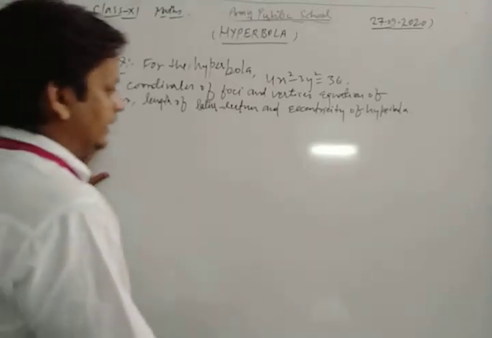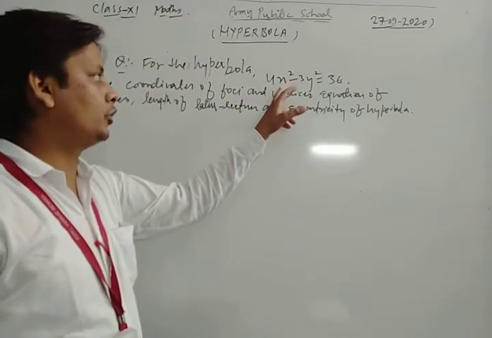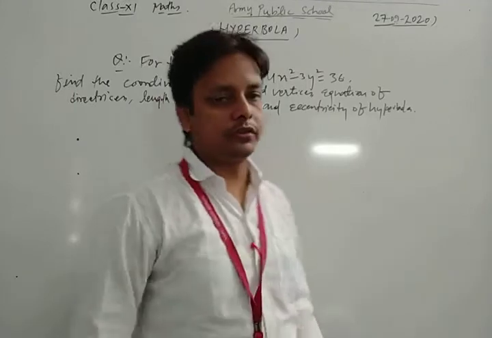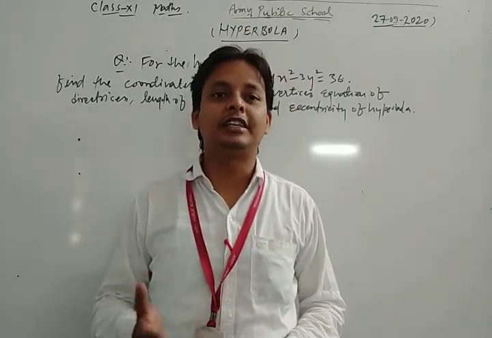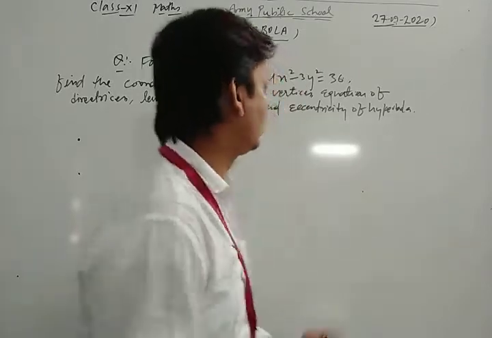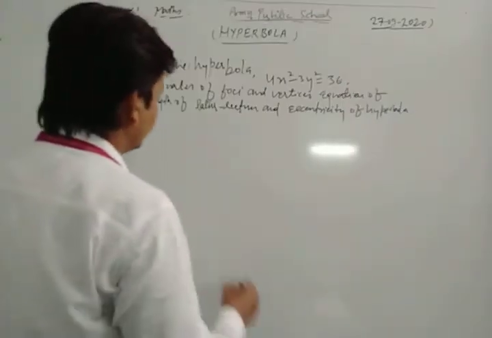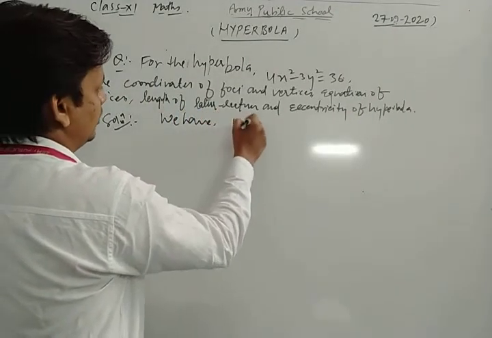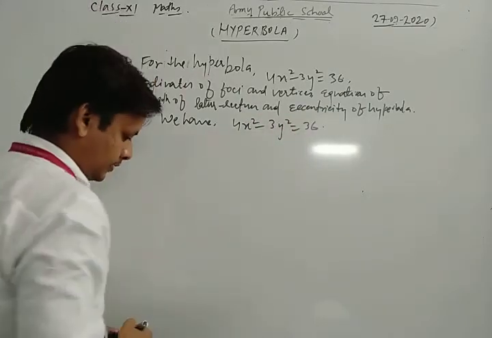Now look, here we have an equation, 4x square minus 3y square is equal to 36. First of all, we convert this equation into its standard form of the hyperbola. Now let's look at it this way. Let's see the solution. First of all, dear students, we have the equation 4x square minus 3y square is equal to 36.